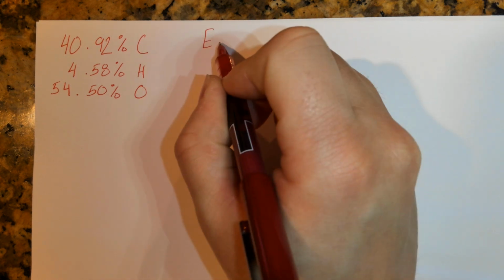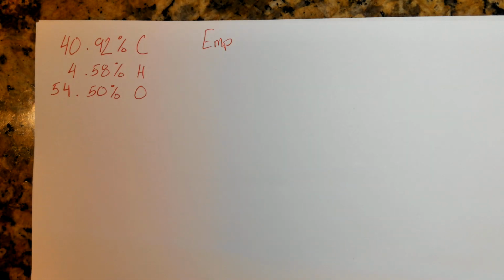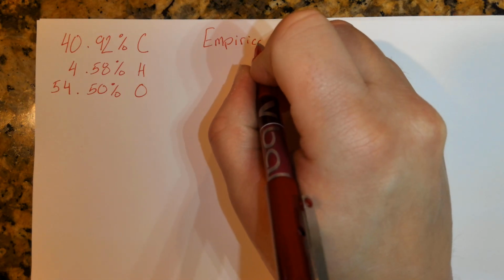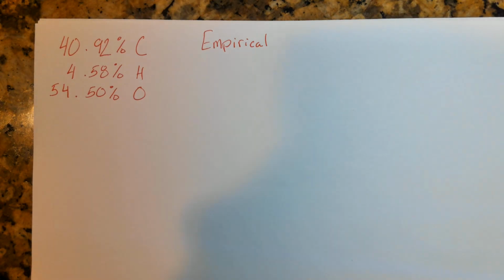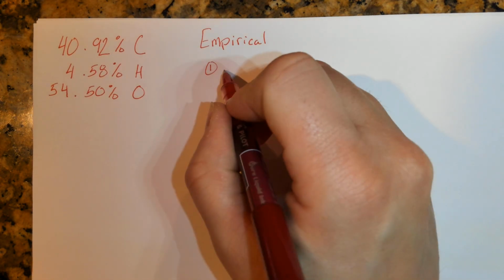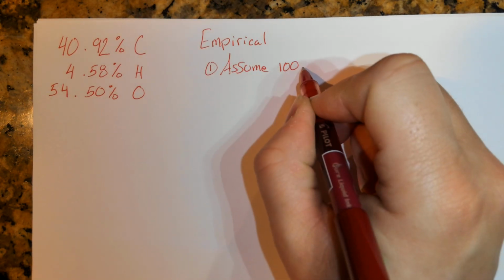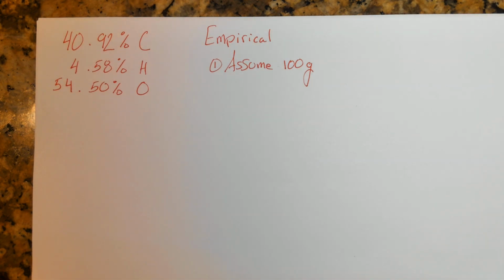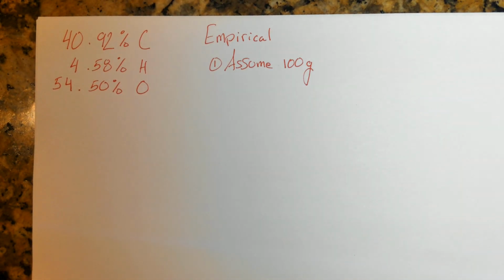If we want to get the empirical formula, I spelled it wrong earlier, didn't I? Empirical formula. What we have to do is we're going to assume that we have 100 grams of our sample. Sorry, my light is flickering here. Okay, let's assume we have 100 grams of sample.